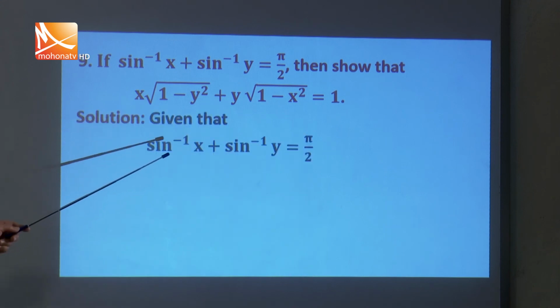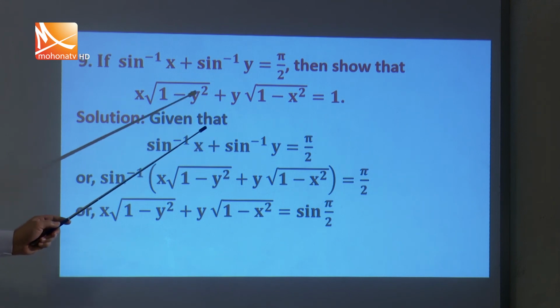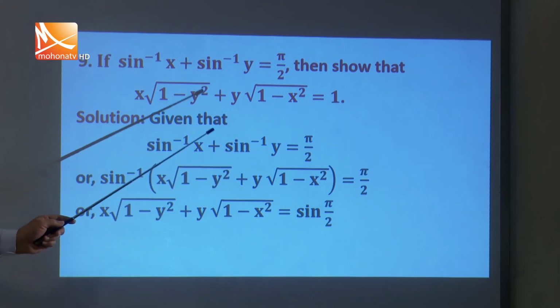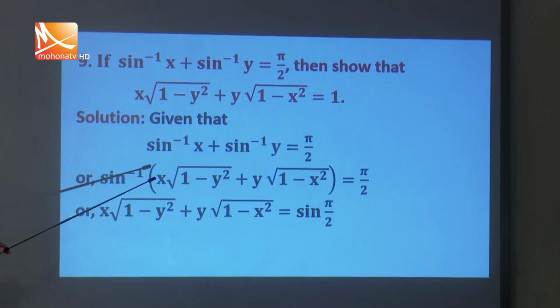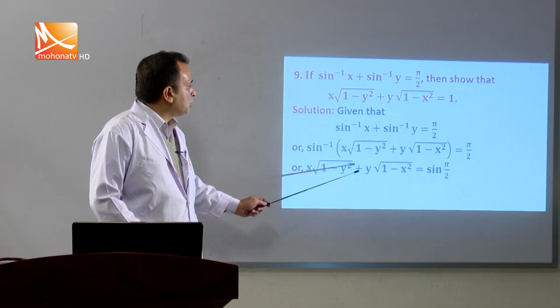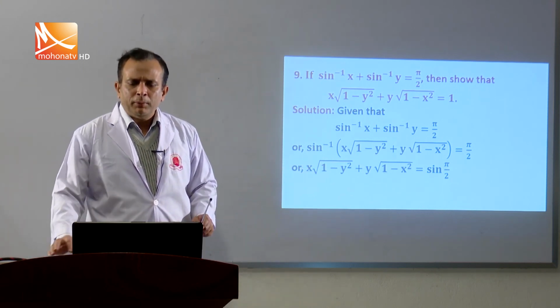Given that sine inverse x plus sine inverse y equals pi by 2, we can rewrite using a formula we have already learned: sine inverse x plus sine inverse y equals sine inverse of x into root over 1 minus y square plus y into root over 1 minus x square. Then this equals pi by 2. So if we think that this part is theta, then sine inverse theta equals pi by 2. So theta equals sine pi by 2. That is x root 1 minus y square plus y into root 1 minus x square equals sine pi by 2. What is the value of sine pi by 2? Sine pi by 2 is 1.